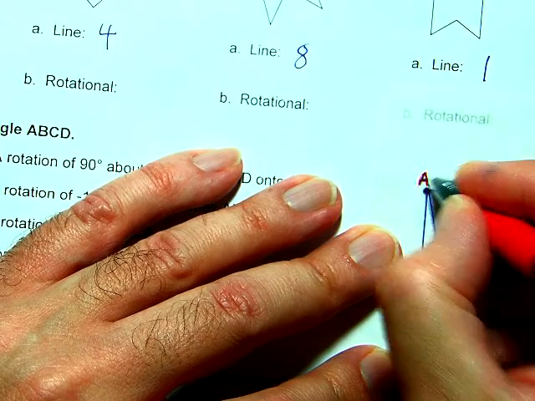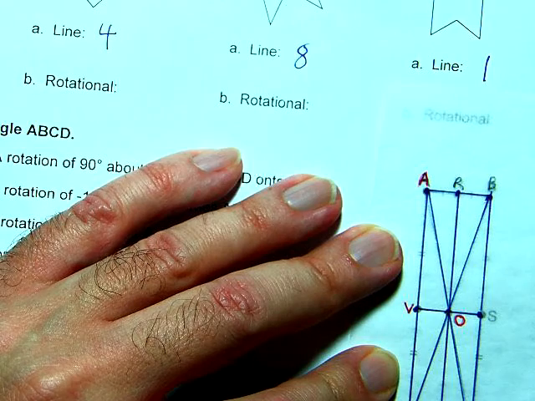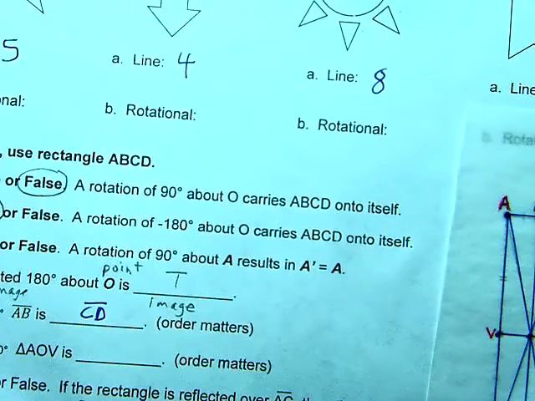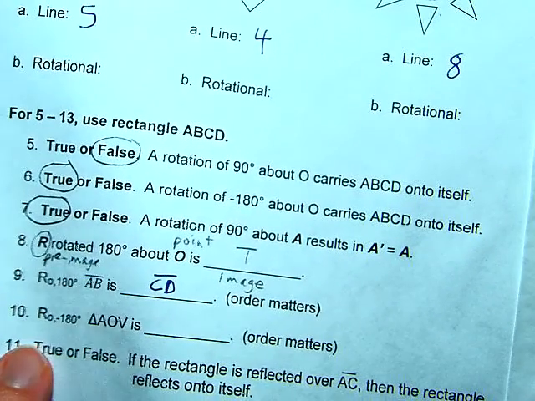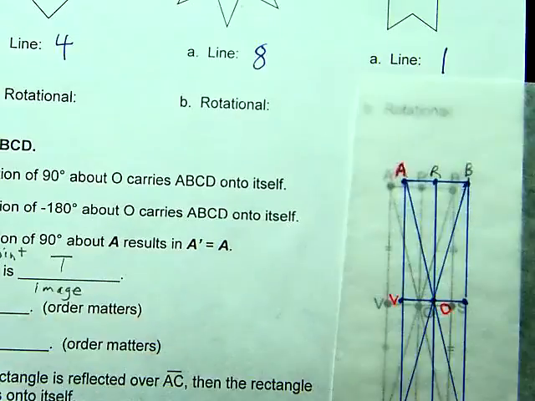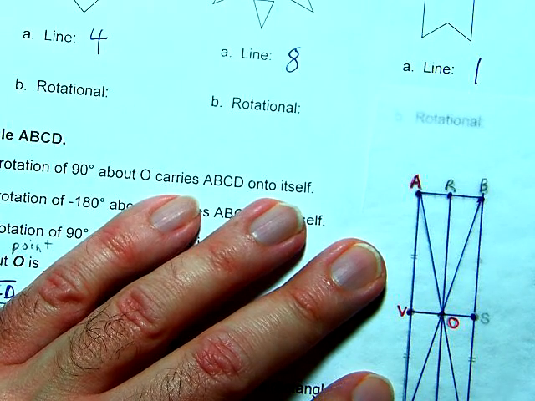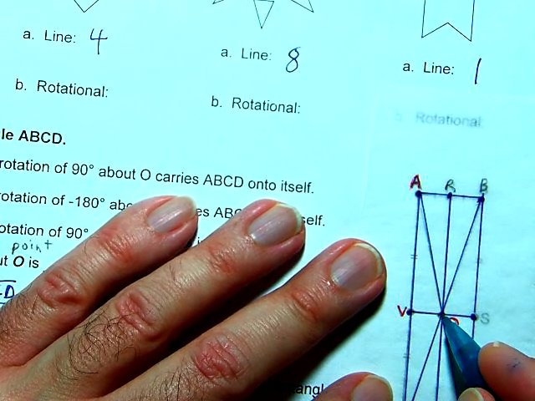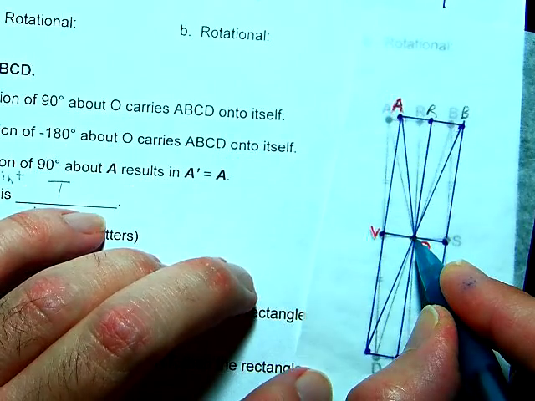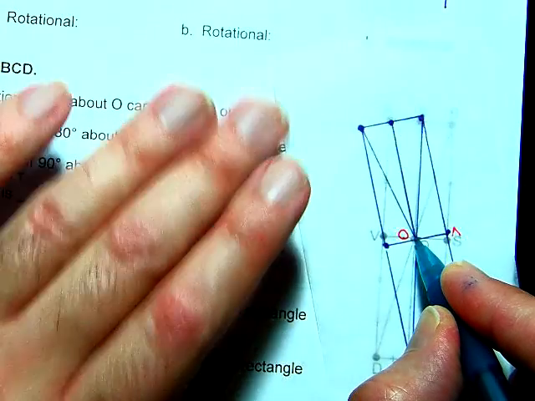A, O, V. So there's AOV, and we are rotating around O still. According to the notation, we're rotating around O and 180 degrees in the negative direction, which is clockwise. So let's start here, and remember, order still matters. We've got everything all set up. Let's now rotate in the clockwise direction, 180 degrees, and let's see where AOV ends up.